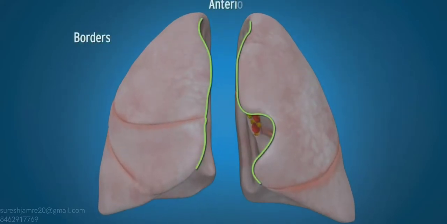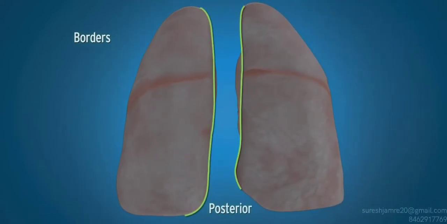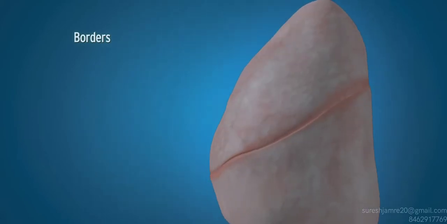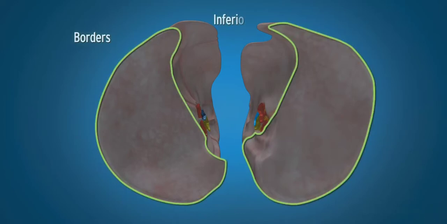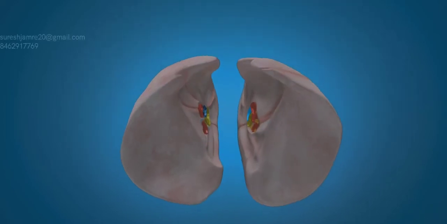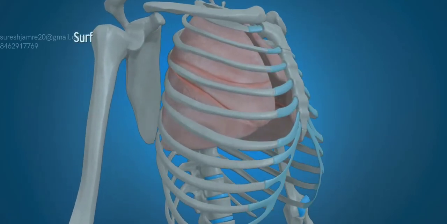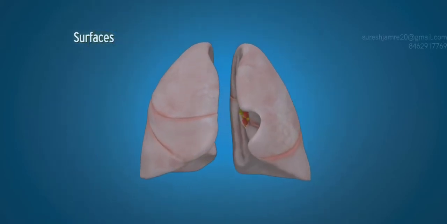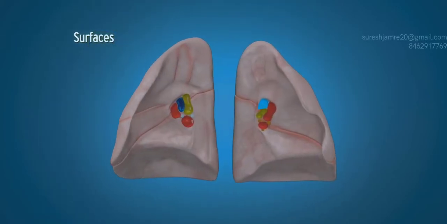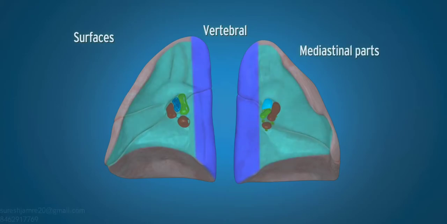borders, anterior, posterior, and inferior. Surfaces: costal, and medial. Medial surface includes vertebral and mediastinal parts.